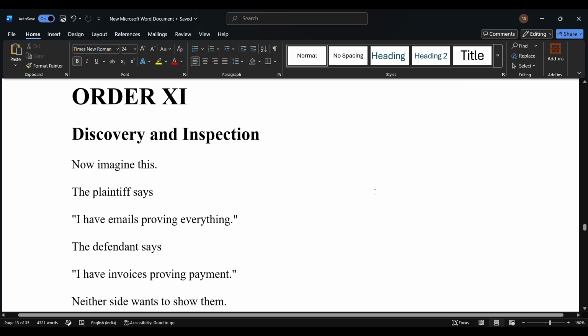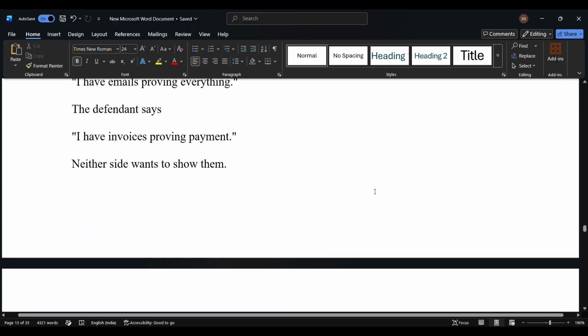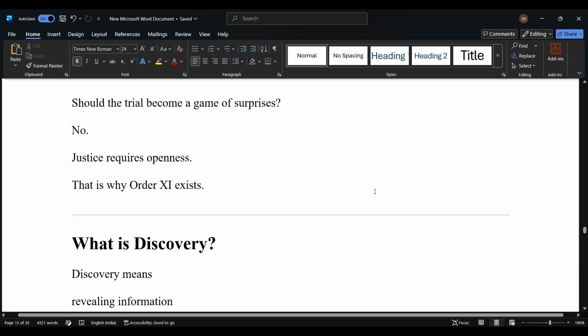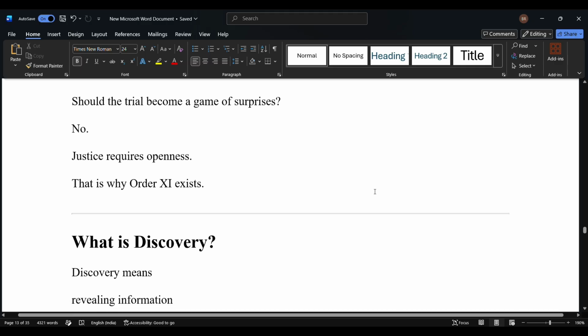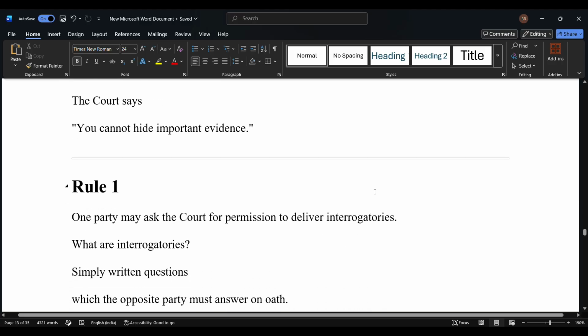Order XI, discovery and inspection. Now imagine this. The plaintiff says, I have emails proving everything. The defendant says, I have invoices proving payment. Neither side wants to show them. Should the trial become a game of surprises? No. Justice requires openness. That is why Order 11 exists. What is discovery? Discovery means revealing information or documents relevant to the case. The court says, you cannot hide important evidence.